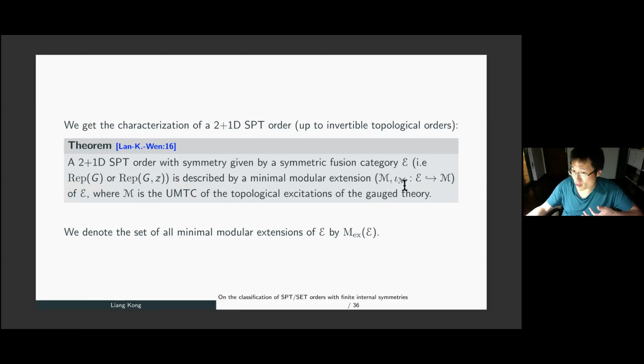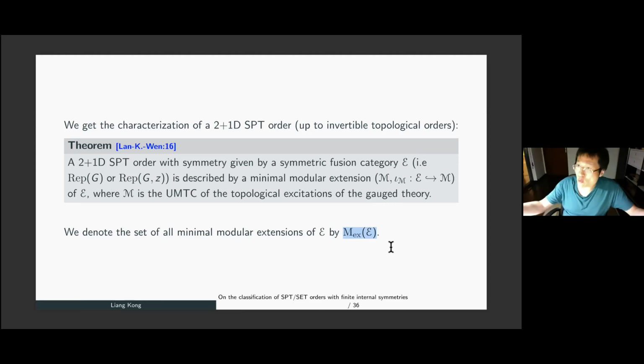which corresponds to a pair: a modular tensor category together with the embedding of E. This M describes the unitary UMTC of the topological excitations of the gauged theory. So that's also the description of the classification of 3D SPT order. And we denote the set of all minimal modular extensions by this set. Okay, this is the abstract theorem.